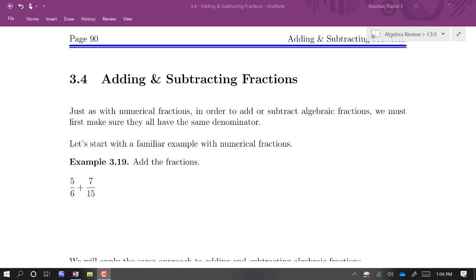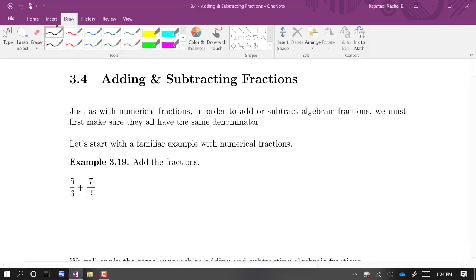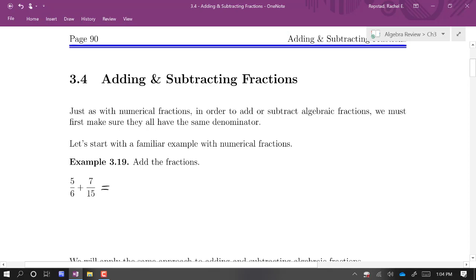Right, in this section we're going to add and subtract some fractions, and we're going to begin with the familiar setting of numerical fractions. I'm going to illustrate our process with the numerical fractions, which you learned at some point along the way, and then we'll see how this is really analogous to our approach with algebraic fractions.